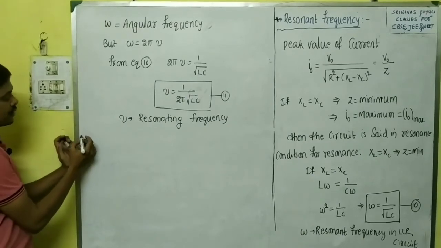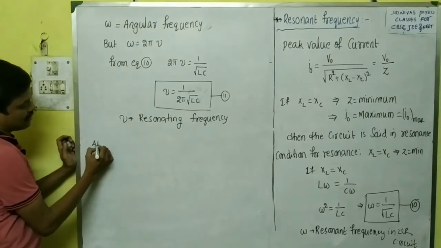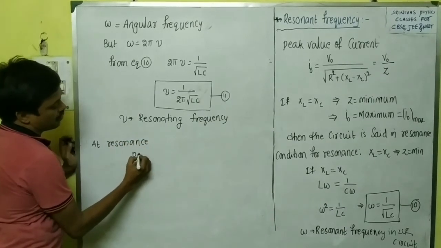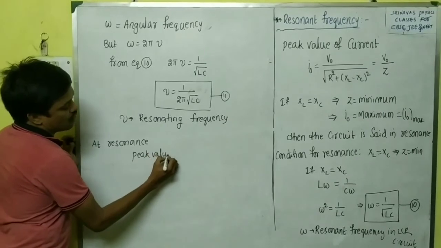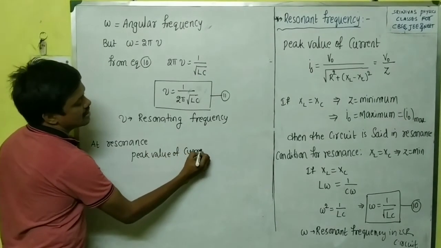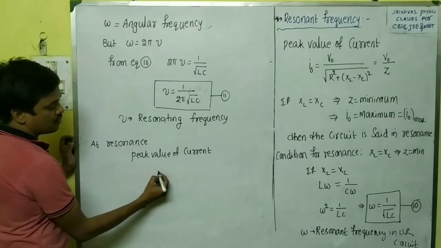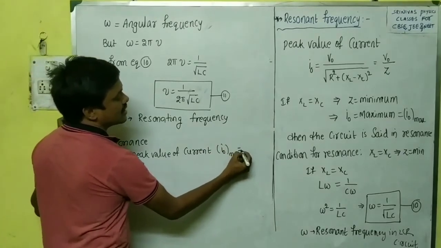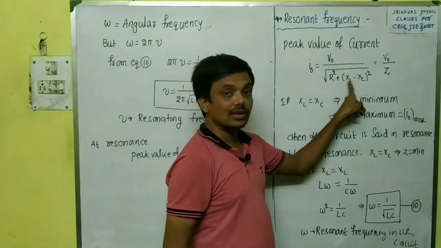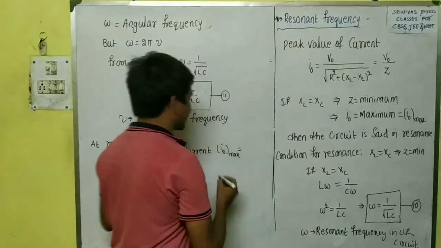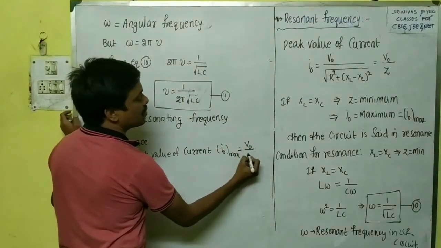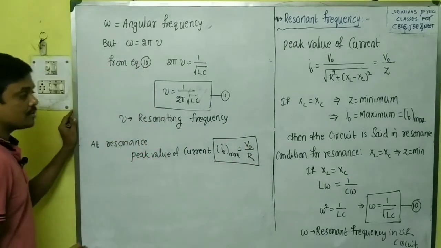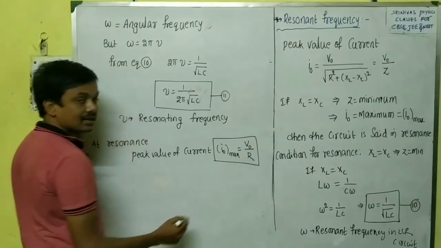And at resonance, I want the peak value of current. Do you know what is the value? That is I naught max. We write XL is equal to XC, then we will get the current I naught max as V naught by only R. That means the peak value of current depends upon the resistance.